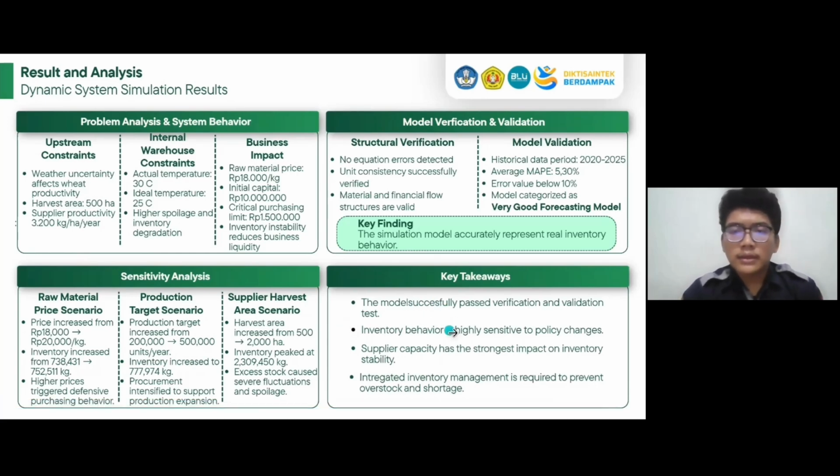Key takeaways: the model successfully passed verification and validation tests. Inventory behavior is highly sensitive to policy change. Supplier capacity has the strongest impact on inventory stability. Integrated inventory management is required to prevent overstock and storage problems.